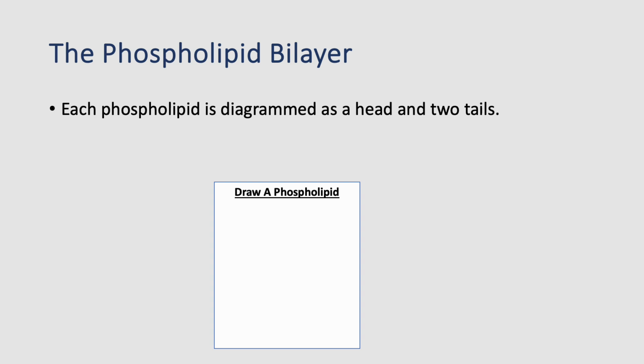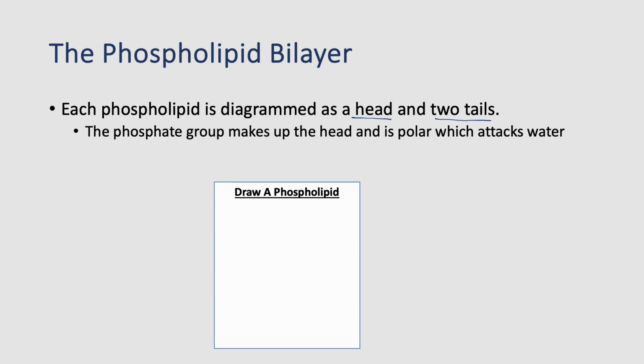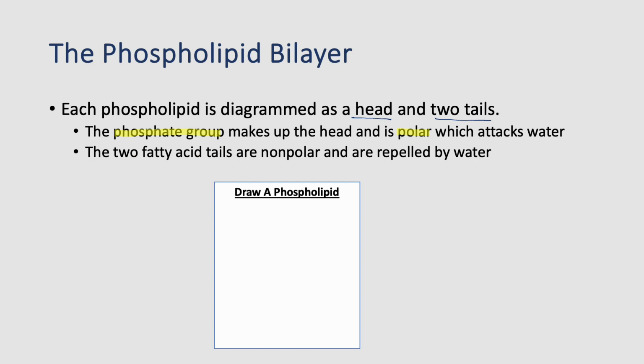Each phospholipid has two main parts. It has a head and two tails. The phosphate group that makes up the head is polar and is attracted to water, okay? So our phosphate group, which is the head, is polar, and this one is attracted to water. The two fatty acid tails are nonpolar and they are repelled by water.